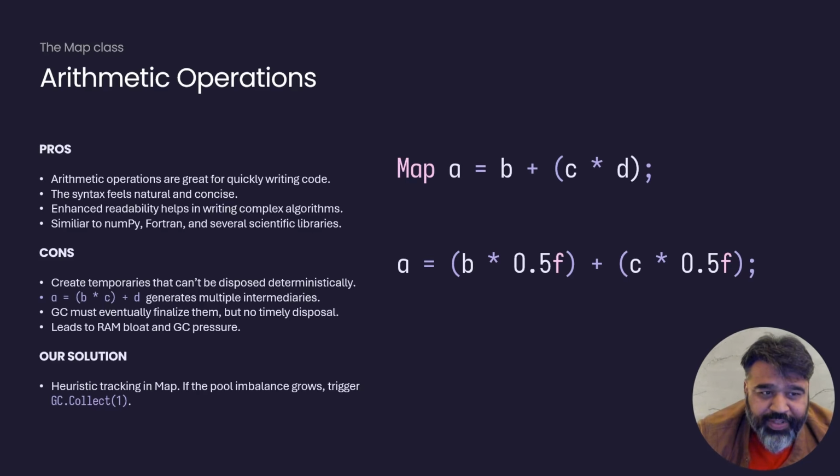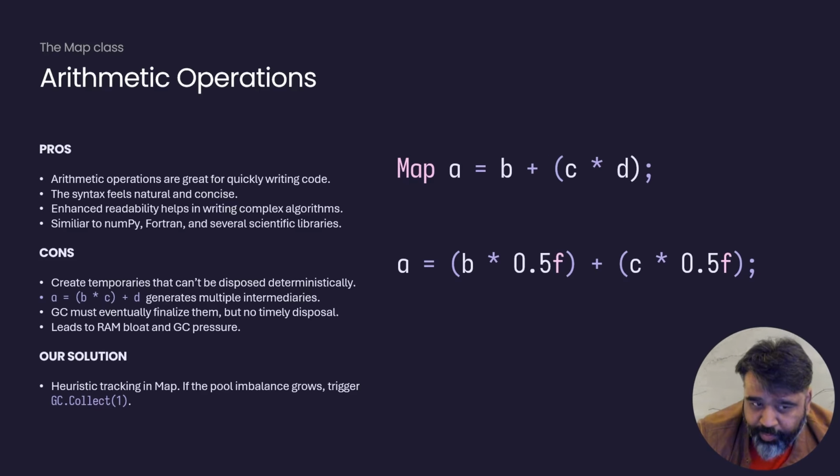Now, the pros of this is that the arithmetic operations are great for quickly writing code. The syntax is natural. It's really simple to write. And that enhanced readability goes a long way when you're writing complex algorithms. Another cool thing is that, similar to NumPy, Fortran, and several scientific libraries out there, it uses that same kind of syntax. So it's very simple and fast and easy to understand.